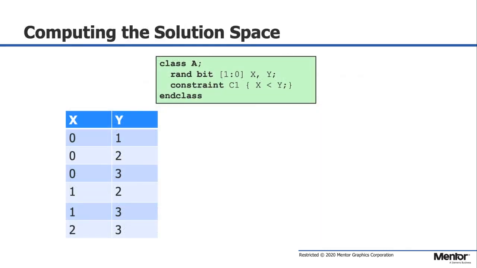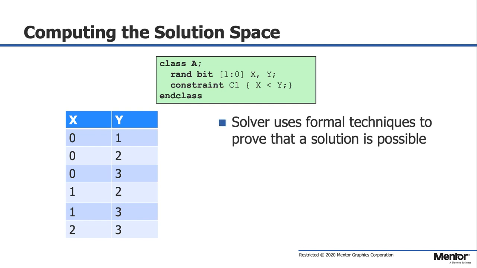So let's take a look at that example with the two random variables x and y again. And so we have the constraint x less than y in our class, and we can see that there are 6 possible solutions. Now the solver will go about using some kind of formal technique, which we don't really need to go into here, but whether it actually builds a table or just creates a mathematical model of all the possible solutions, it really doesn't matter. What you just need to know is that there's 6 possible solutions here.